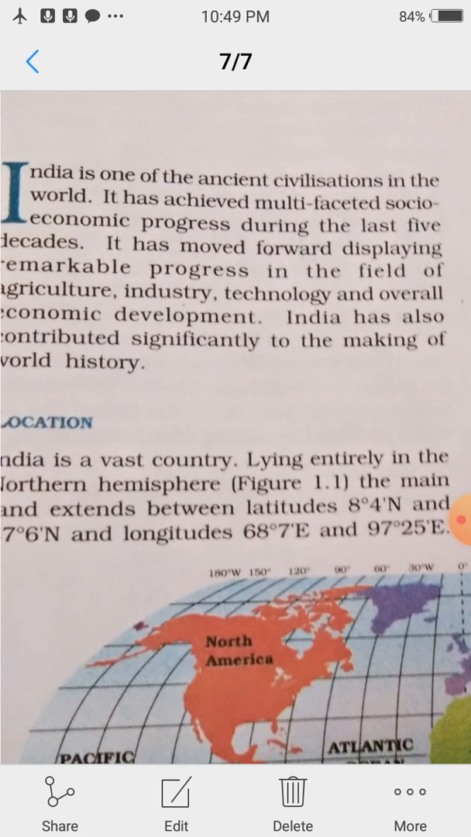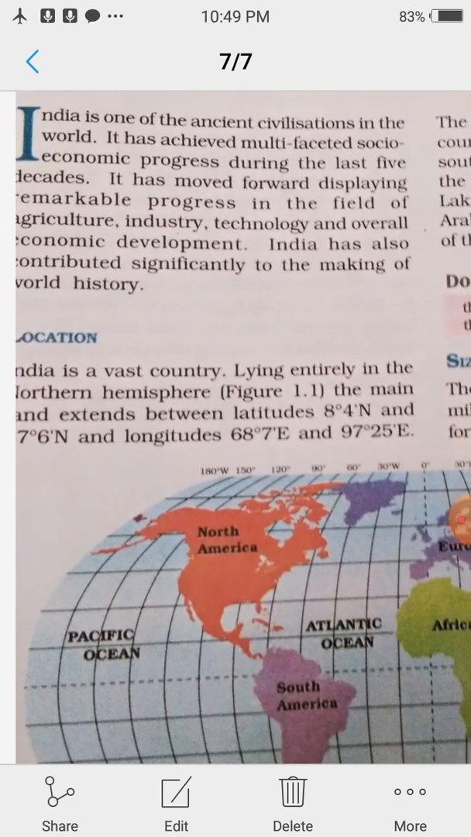It has moved forward, displaying remarkable progress in the field of agriculture, industry, technology and overall economic development. India has also contributed significantly to the making of world history. So come to the location: where India is located on the globe.